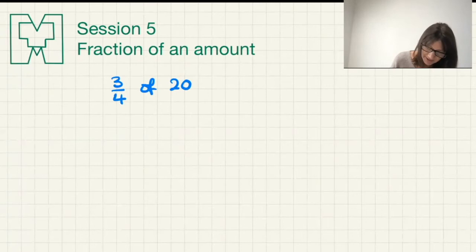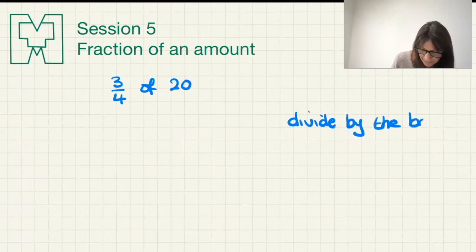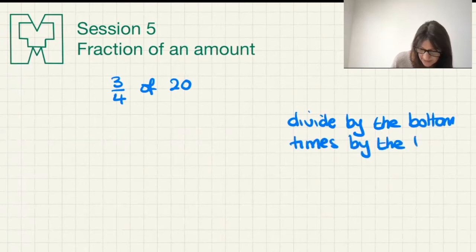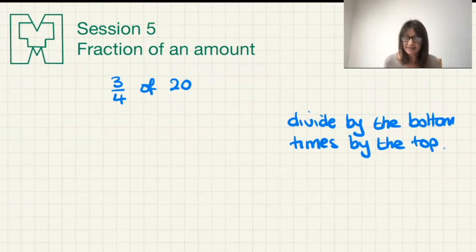So the method is divide by the bottom, times by the top. All right. Now, why is it that? It's actually in the question. Those steps that we're going to take, they are actually already in the question.